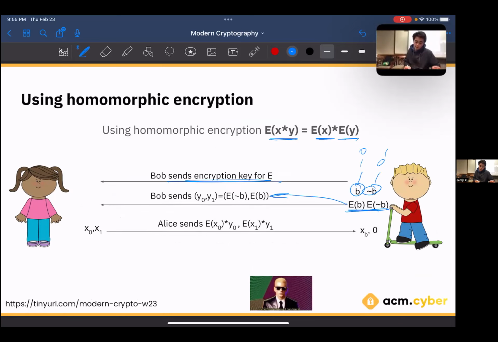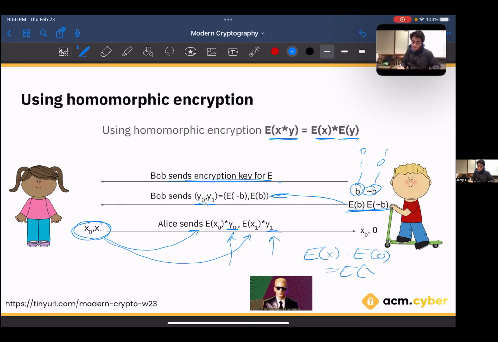And then what Alice is going to do is she's going to encrypt her values, x0 and x1, and multiply them by the values in the encrypted pair, right? So the point is, one of these values is an encryption of 0. And when you multiply an encryption of something by an encryption of 0, that's the same thing as having an encryption of 0, right? If you open an encryption of 0, you don't learn anything. Basically, it's a 0, and he already knew it was a 0 before, so he doesn't learn anything. And the fact that Alice can't invert this homomorphic encryption means she doesn't learn anything about B.